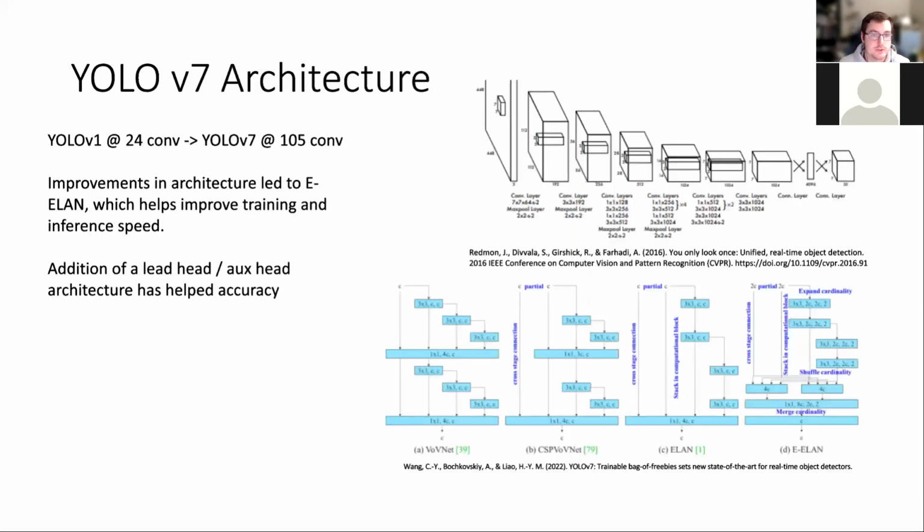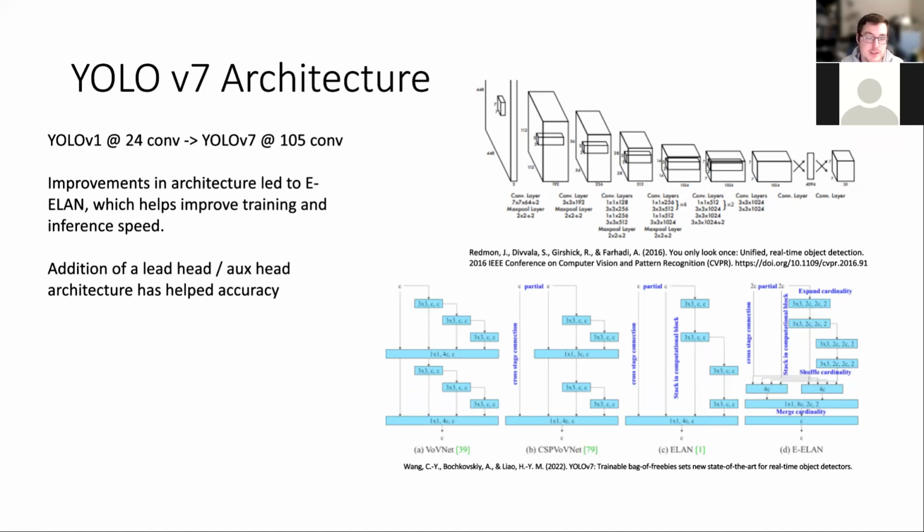Moving on to the YOLO v7 architecture, starting off, YOLO has been iterated on quite a few times in the last 6 years. The first model was released in 2016 and contained 24 convolutions. The latest iteration contains over 105. And although this number of convolutions has grown significantly, it still improves upon each iteration.